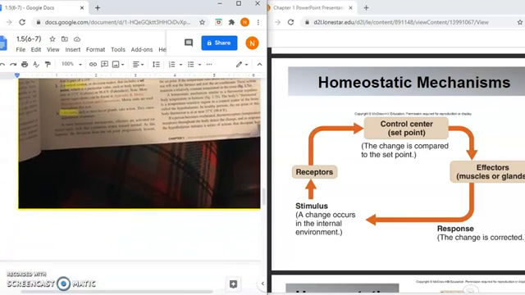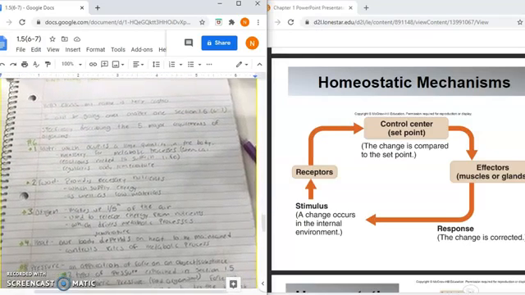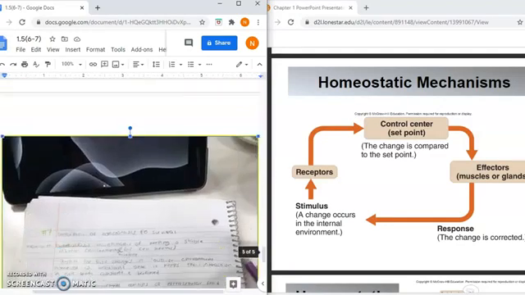So in conclusion, homeostasis keeps a balance in our body, which is very important for cell survival as well as our overall survival, since our body is completely made up of cells. And this would be the notes that I took.